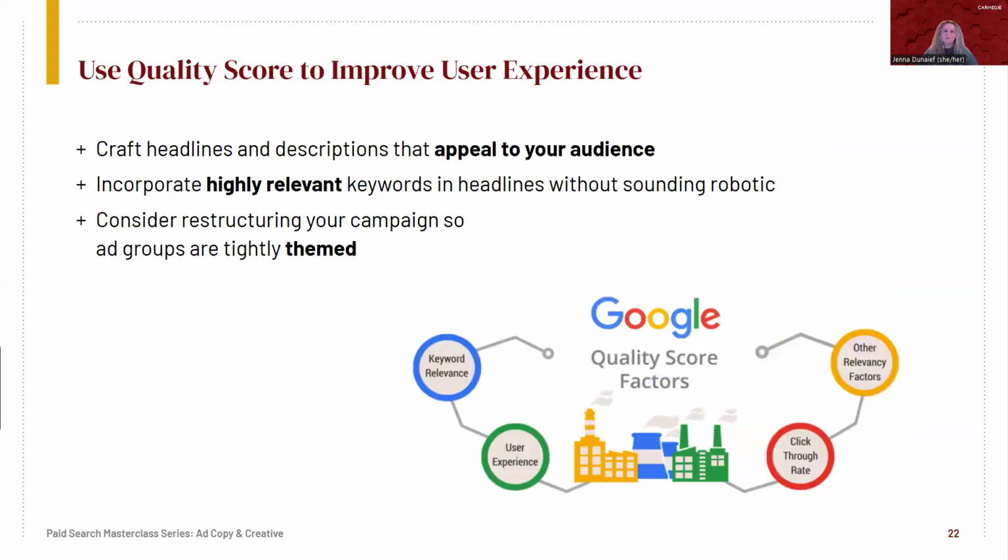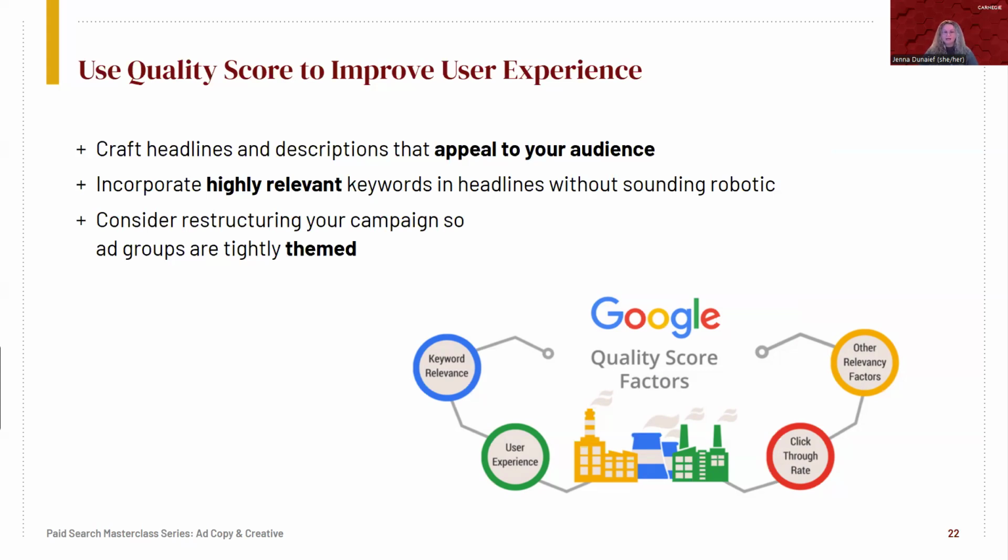And lastly, you can use Quality Score to improve user experience. Understand your target audience, and then craft ad copy that specifically appeals to them. If you're promoting an MBA program, learn what matters to prospective students. It might be cost or time to completion.